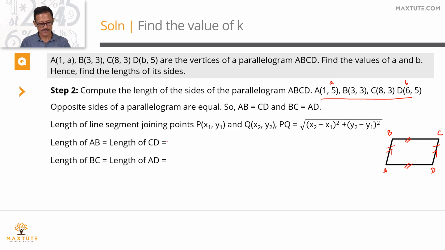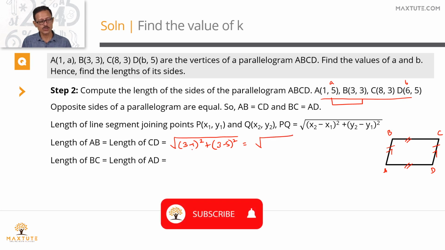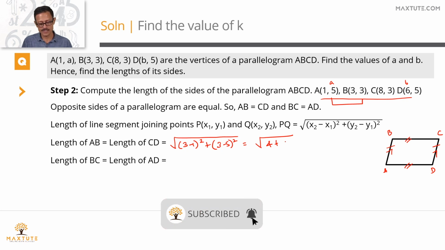So measure of AB is equal to square root of, let's pick these two values, x2 minus x1 the whole square, which is 3 minus 1 the whole square, plus y2 minus y1 the whole square, which is 3 minus 5 the whole square. x2 minus x1 is 3 minus 1, which is 2. 2 square is equal to 4. 3 minus 5 is minus 2. Minus 2 square is again 4. 4 plus 4 is 8. So the measure of AB is equal to root 8.